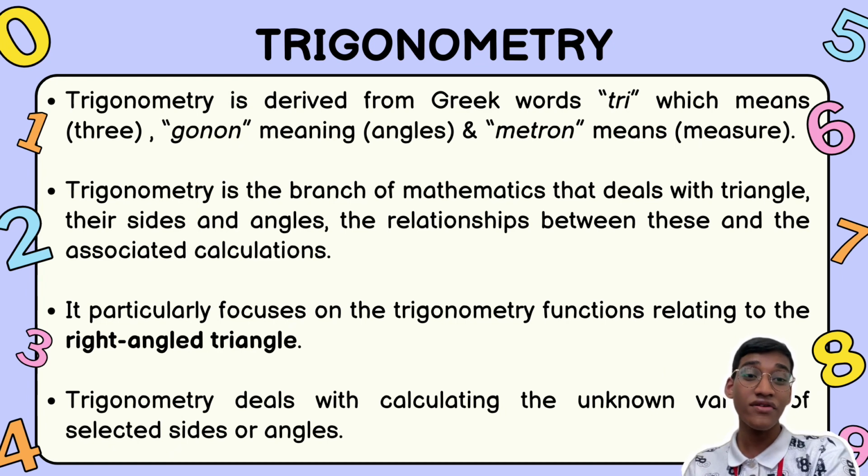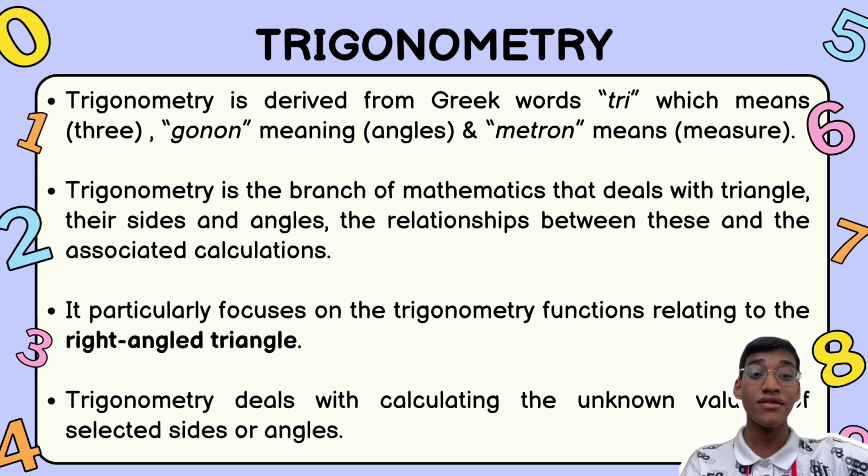Trigonometry is derived from Greek words: tri, which means three, gonon, meaning angles, and metron, meaning measure. Trigonometry is the branch of mathematics that deals with triangles, their sides and angles, the relationship between these, and the associated calculations. It particularly focuses on the trigonometric functions relating to the right-angled triangle. Trigonometry deals with calculating the unknown values of the selected sides or angles.